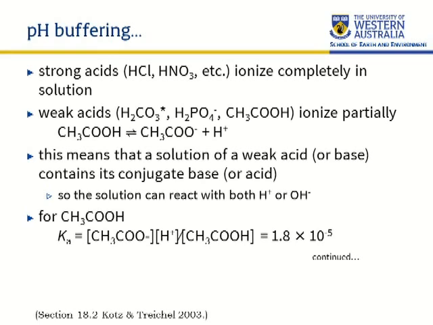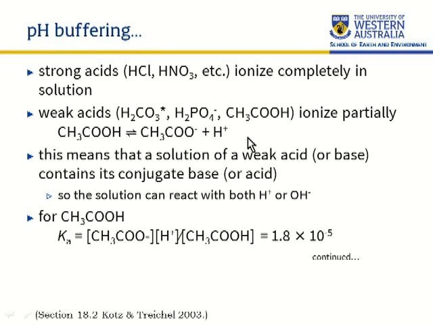Strong acids like hydrochloric and nitric acid, obviously they ionize completely in solution. In contrast, weak acids like carbonic acid, phosphoric acid and its associated conjugate bases or anions, and organic acids like, in this case, acetic acid or ethanoic acid, if you want to be really fussy about it, they ionize partially. So we see acetic acid in equilibrium with acetate, the anion, and hydrogen ions.